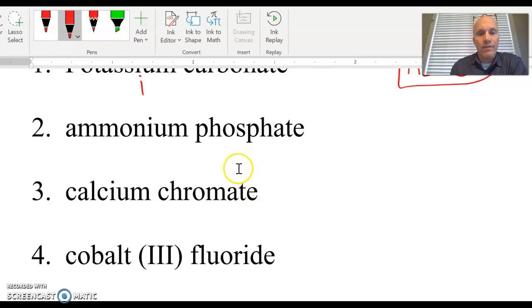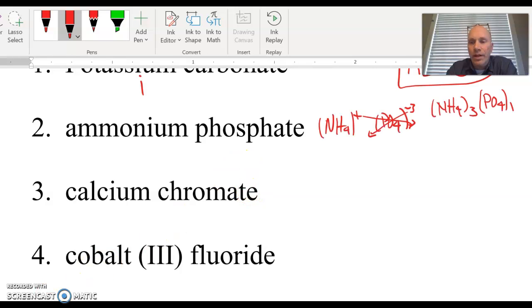Ammonium phosphate. If we do the crisscross rule, we write down the ammonium ion, write down the phosphate polyatomic ion, crisscross them, and we get this. We need to keep the parentheses around the ammonium, but we can drop them around the phosphate.